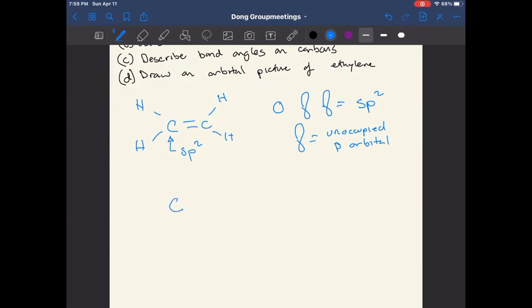So to draw the carbon-carbon single bond, this is going to consist of an sp2 hybridized orbital that overlaps head-on. I don't know why one side's bigger. That makes up the carbon-carbon sigma bond. Next, you're going to have these same sp2 hybridized orbitals overlap head-on with the s orbitals of the hydrogen.